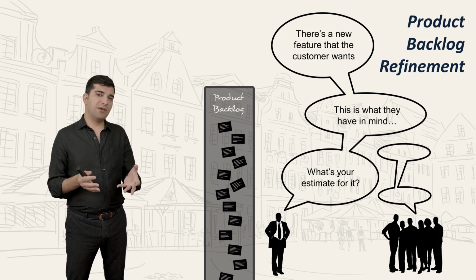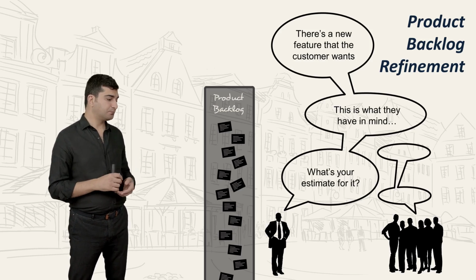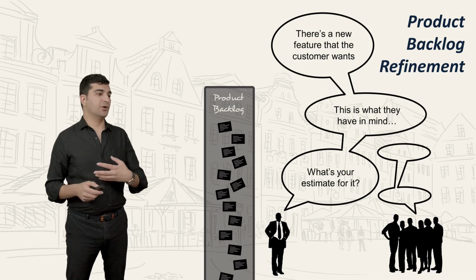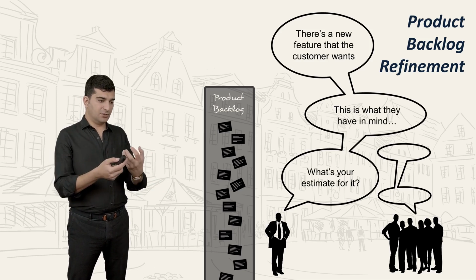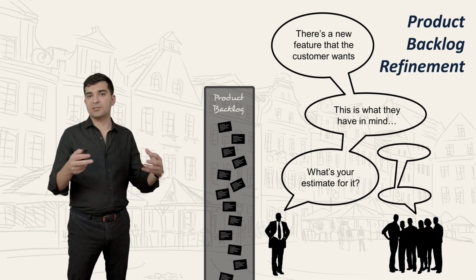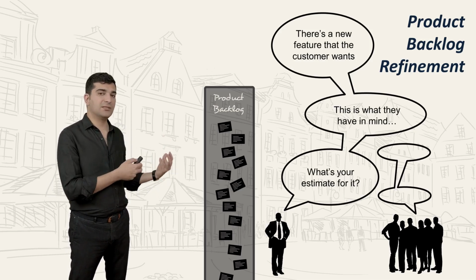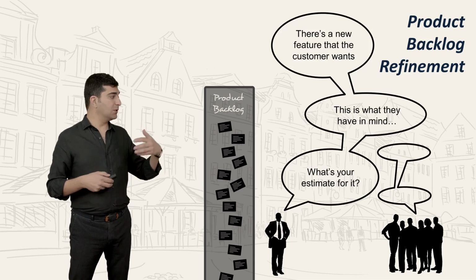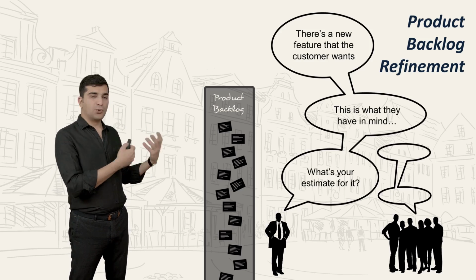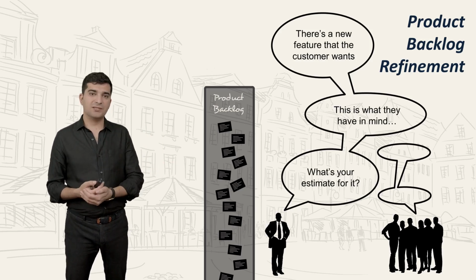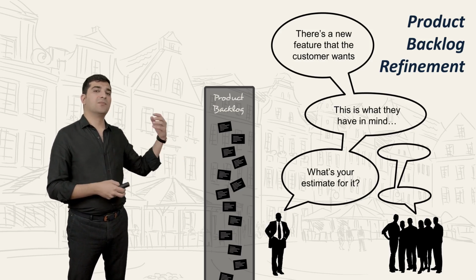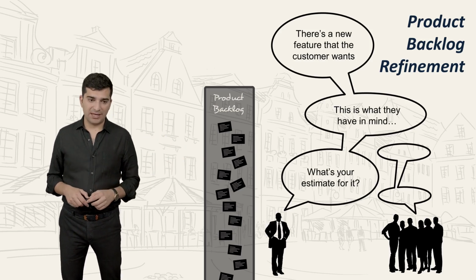Now, the triggers may be different. For example, maybe the developers call you instead of the customer and tell you about something that is needed to create consistency in the solution, but it doesn't exist in the product backlog. Then you will go there, talk to them, try to understand what they are saying, probably double check it with the customer, then create the card, ask them for the estimate, and put it on the product backlog.